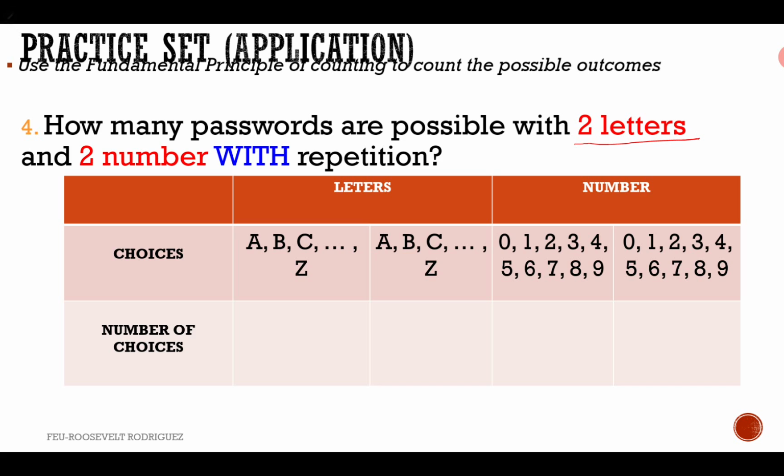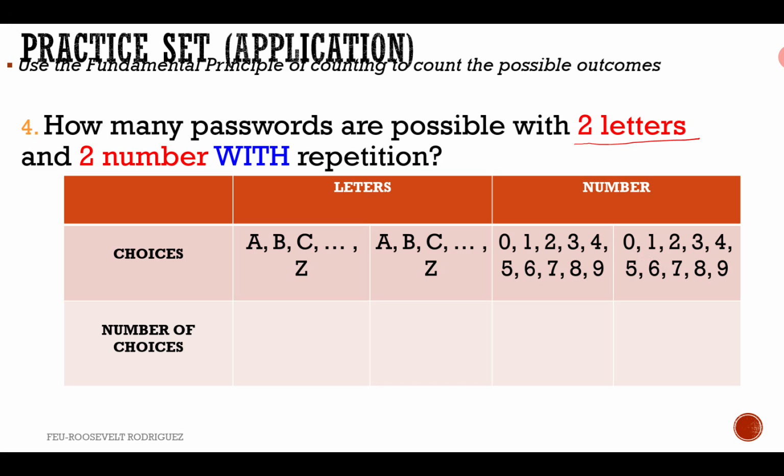Now, if that's the case, if repetitions are allowed, pag pumili tayo, I have here this table. For our letters, our first letter, pwede siya maging A to Z. Okay? And then, yung second letter natin, A to Z din yung possible natin pagpilian. And then, for our number, we have this set of digits, that is 0 to 9. And our second number is 0 to 9, kasi 2 numbers yung pinag-uusapan natin. Now, what will be the possible solution?